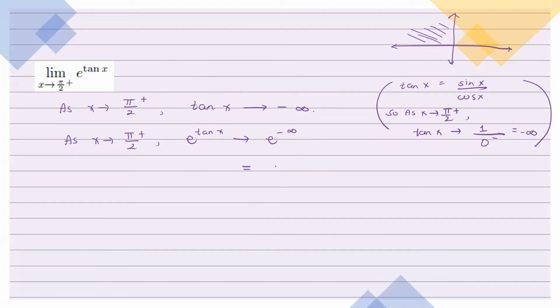Zero. Tama. Pwede mo kasing isipin na this is 1 over e to the plus infinity. So, si e ay greater than 1. So, ang denominator ay palaki lamang ng palaki. So, we have 0. Okay? So, this is our answer. 0.